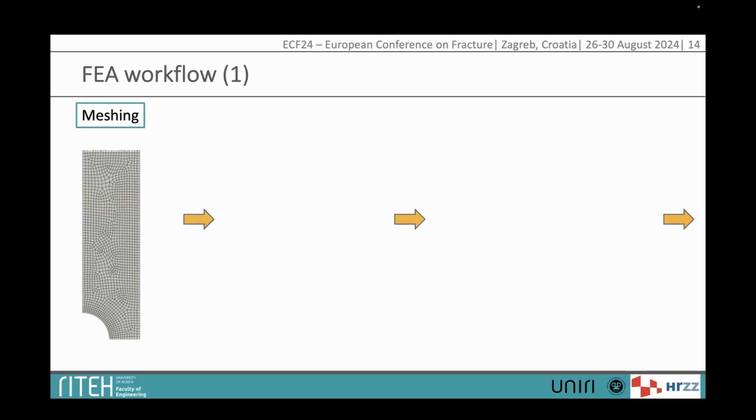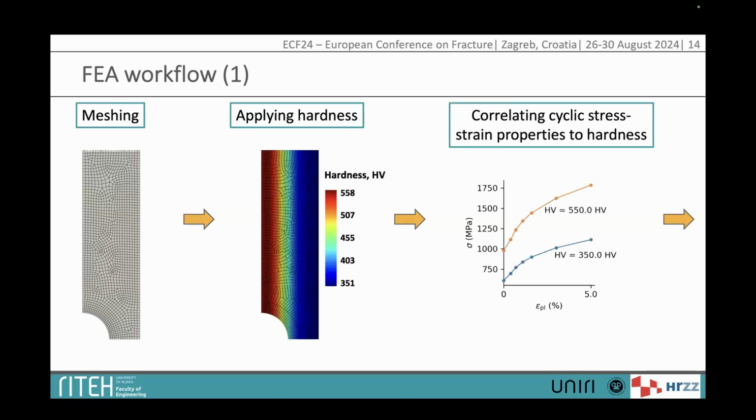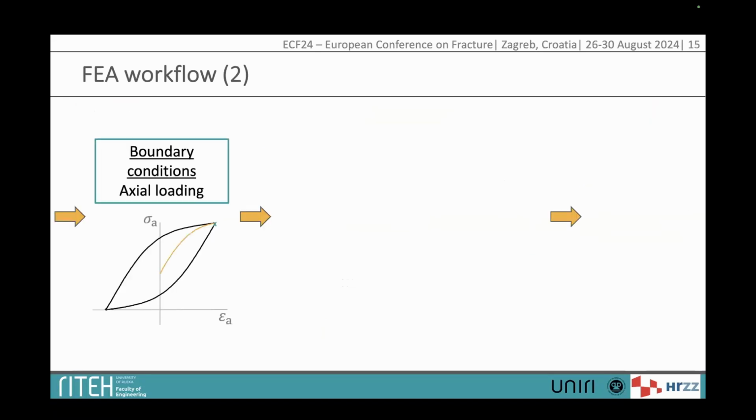So just a bit of workflow. We have first meshing, then applying the hardness on this material, then each node basically has its own hardness value, and then from hardness, each node will at the end have its own cyclic stress strain properties. Then I applied axial loading, so we basically reached this blue point here.